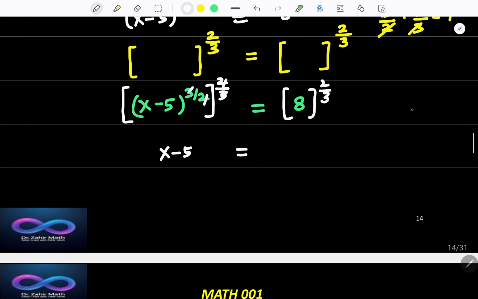2 by 3. Come on. Press 8, then fraction mode. You know fraction mode? This is called fraction mode. So press 2 by 3: 8 to the power of 2 by 3. You will get 4.